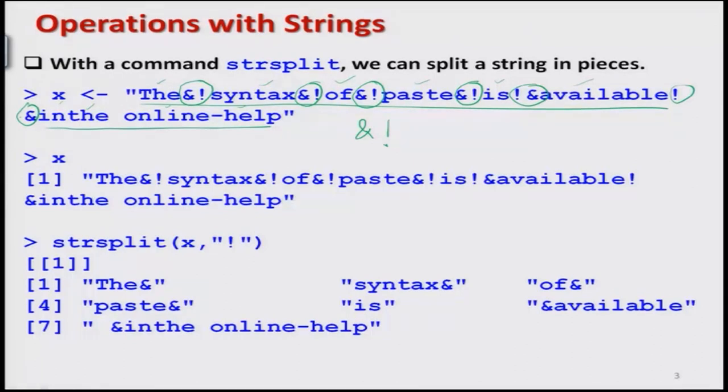My objective is that I want to split this sentence based on my request, to split the characters using the sign and the exclamation sign. This is the outcome of x. We will do it in the R console to see the outcome, but before that let us analyze what we want to do. Suppose I say, please split the string given inside this x using the separator, this exclamation sign.